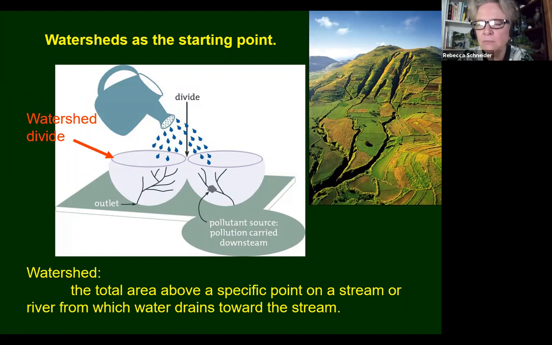Why watersheds are so important is that watersheds determine how much water you have to work with in the bowl, in the landscape. You only get as much as falls into your bowl. And on the other side of the hills, that's another bowl. You don't have that water to work with.